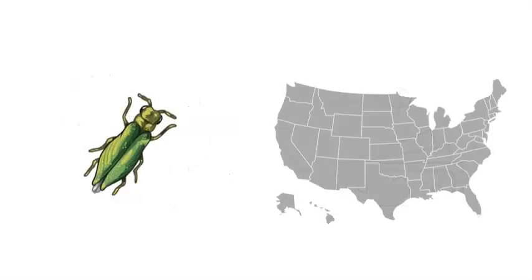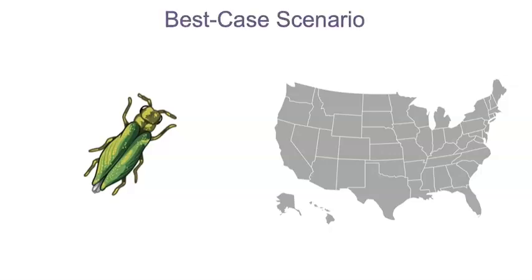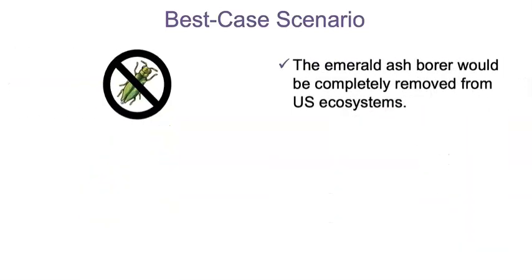Let's think about the outcome. Imagine the best and worst case scenarios involving the emerald ash borer in the United States. What do you think is the best case scenario? I think in the best case scenario, the emerald ash borer would be completely removed from U.S. ecosystems. How do you think this would affect the ash trees? Do you think the ash tree population would grow back?